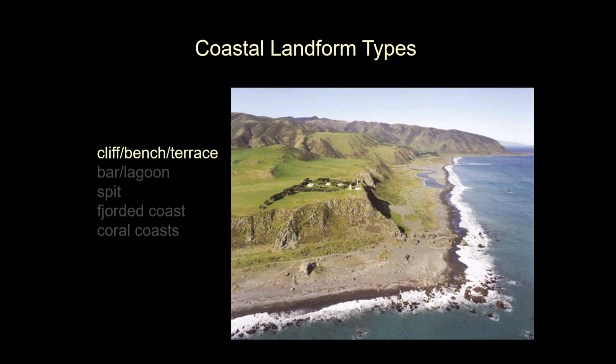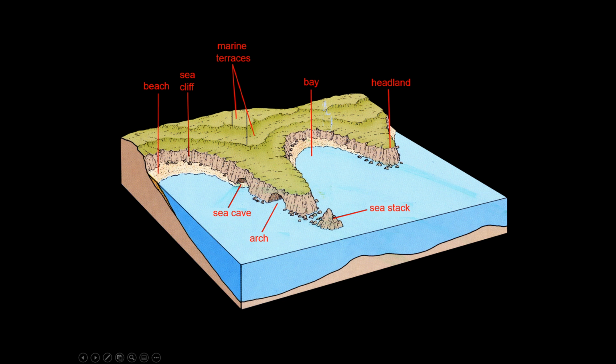Okay, some coastal landform types. I just kind of want to walk through a little bit of a tour of coastal landform types. This one, cliff bench terrace, is associated with shorelines of emergence. Again, you can see the former coastline here and a couple of marine terraces. So cliff bench terrace is a kind of neat place to see. Here's some examples of some features associated with cliff bench terrace.